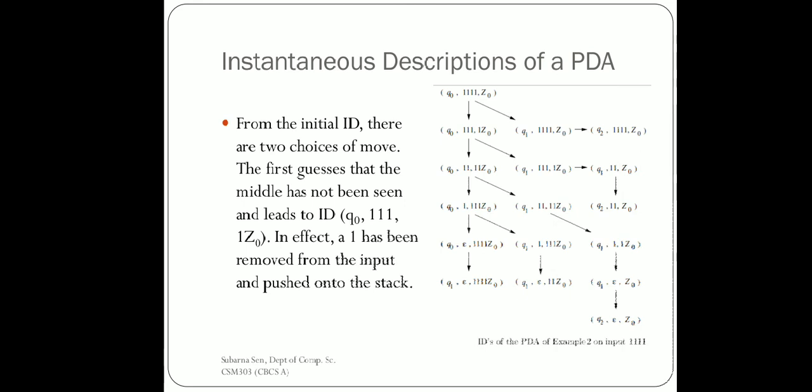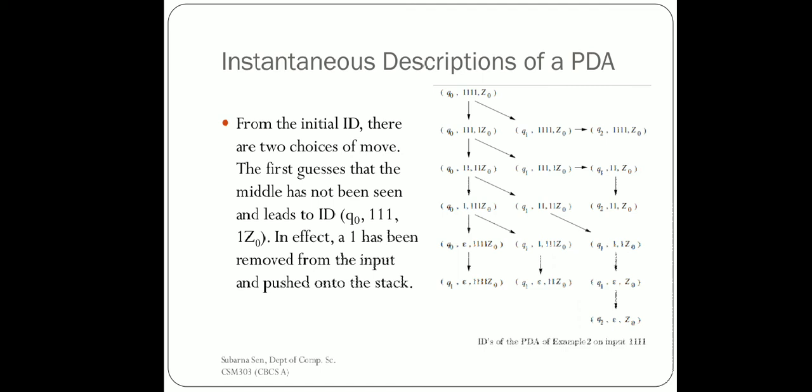Okay. From the initial ID, there are two choices of movement. The first guess is that the middle has not been seen and leads to ID q0, 1111, Z0. Why? Because we are guessing that we have not reached the middle. So if we have not reached the middle of the string, what will we do? We will keep on pushing. We will remain in q0 only and will keep on pushing the input symbols into the stack, right?